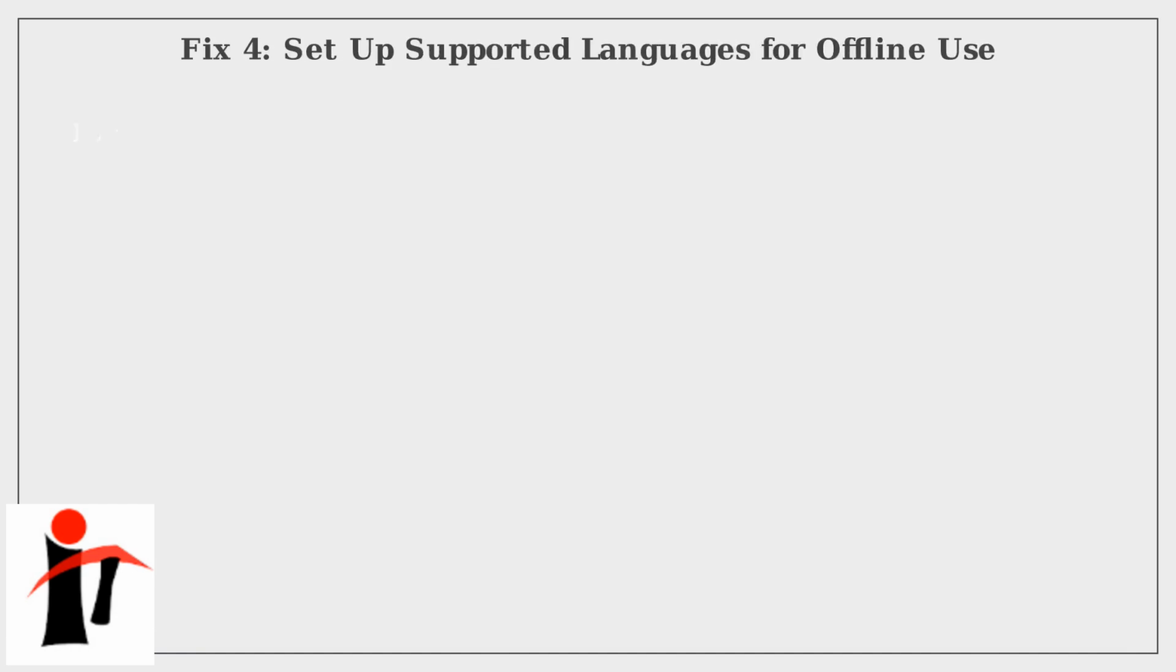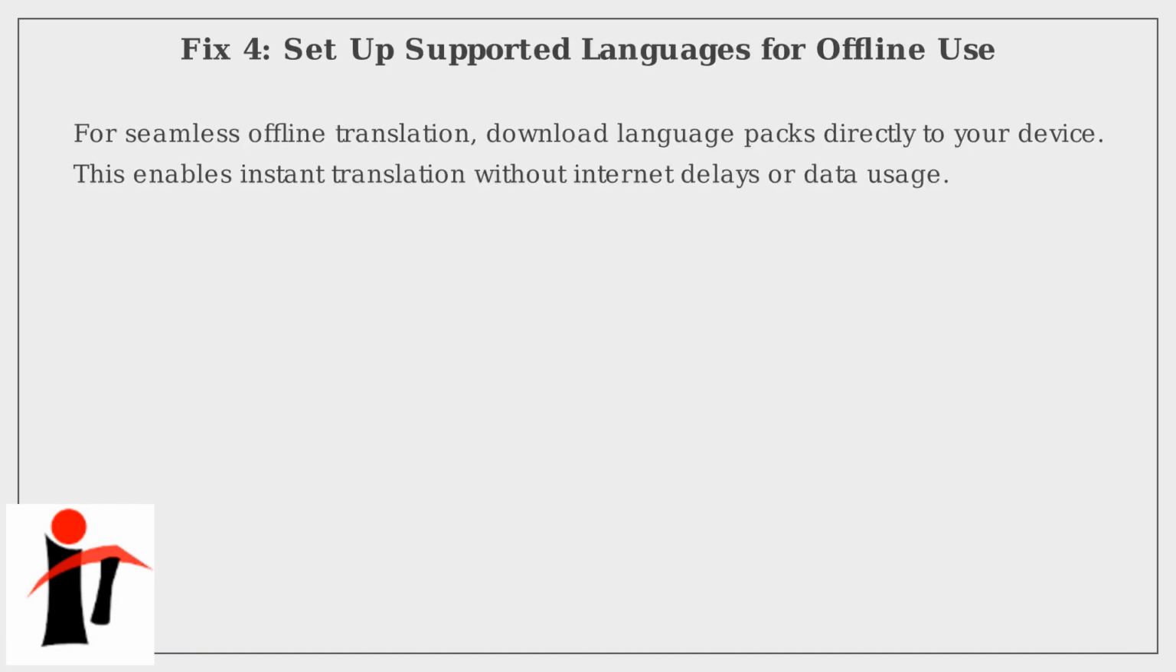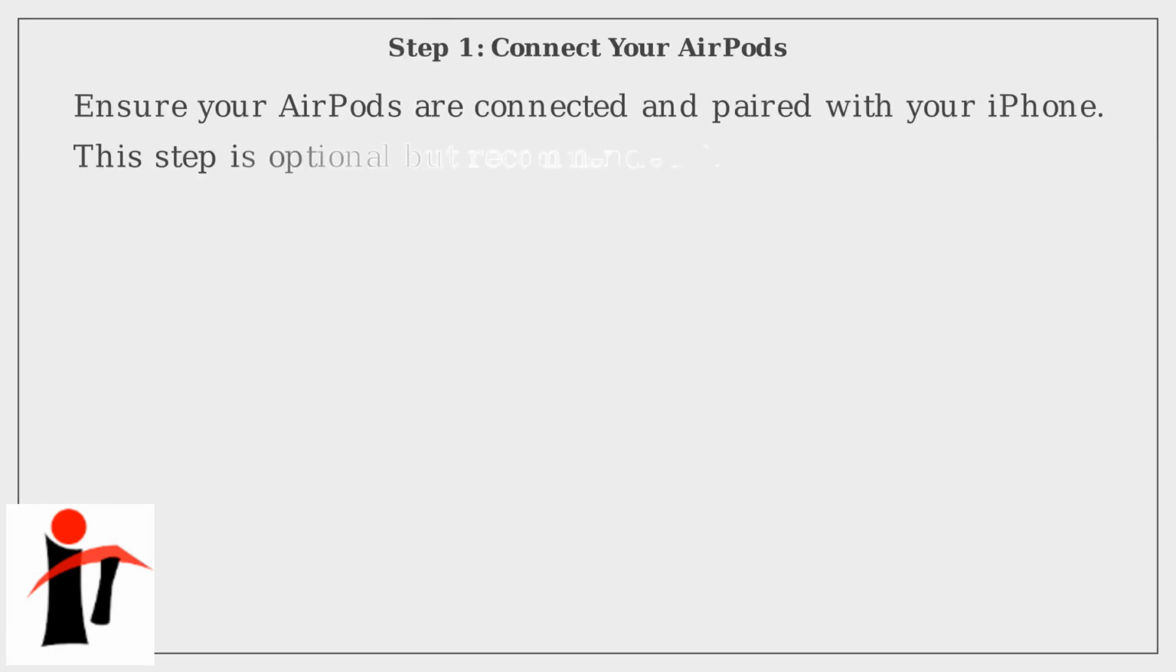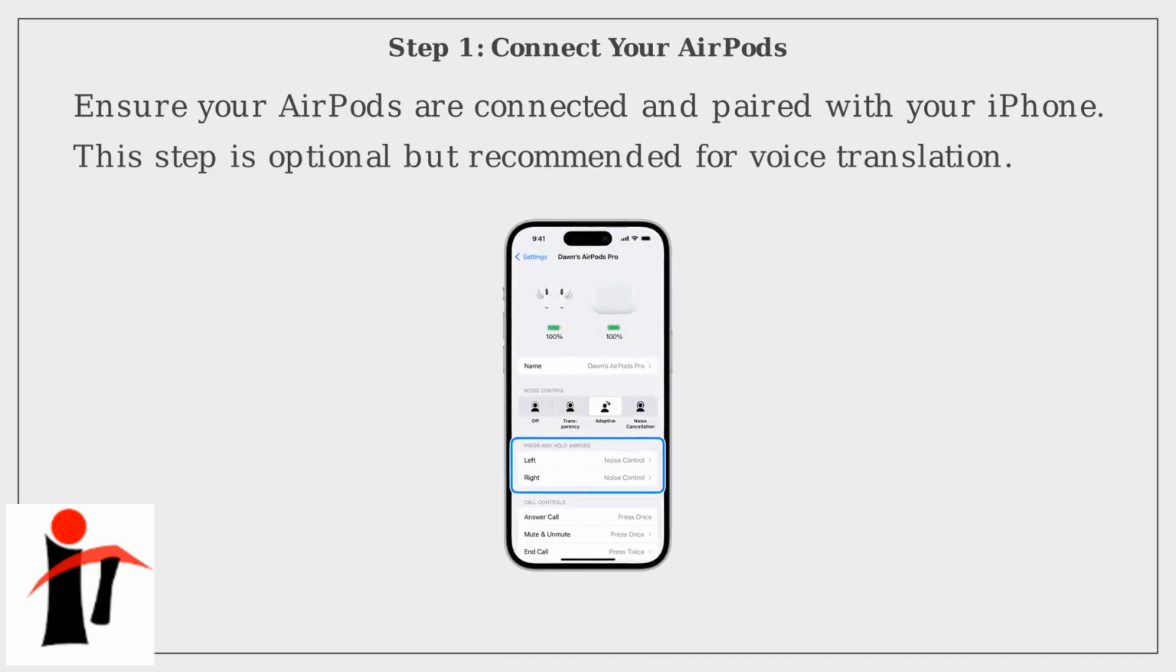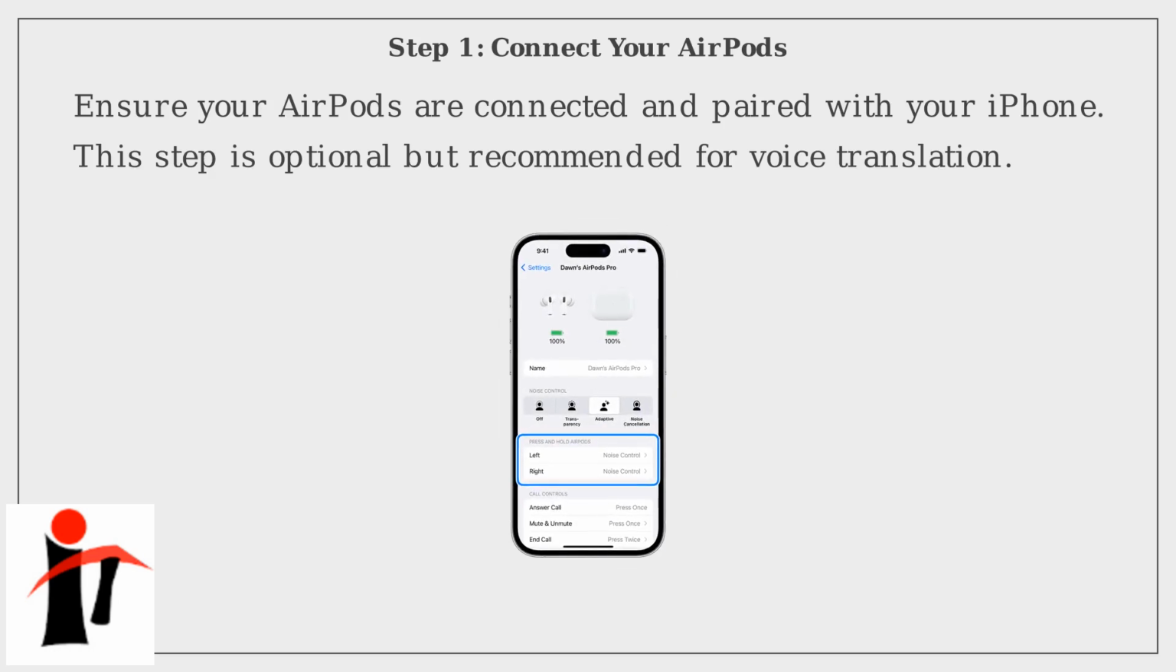To enable seamless offline translation on your iPhone 17, you'll need to download language packs directly to your device. This allows Live Translate to work instantly without internet delays or data usage, which is especially useful when traveling or in areas with poor connectivity. First, make sure your AirPods are properly connected and paired with your iPhone. While this step is optional, having AirPods connected enables voice-based translation during calls or conversations.